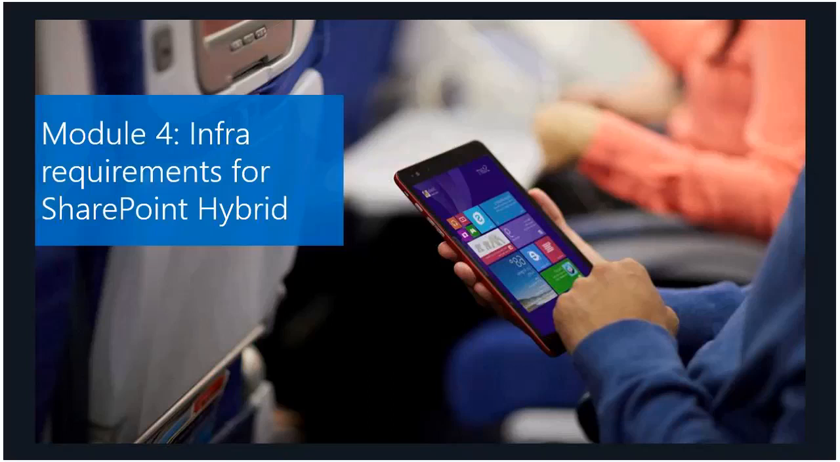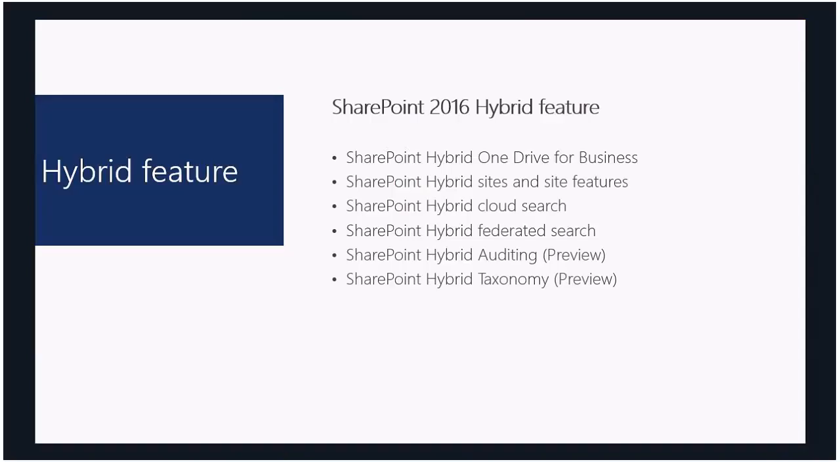Okay, in this module, I will give you some information about how we build the SharePoint hybrid scenario. There is some type of issue: the hybrid auditing and the taxonomy are not in preview. So I'm going to change these slides after this session. Okay, sorry about that. With the hybrid features, we have these functionalities: hybrid OneDrive for Business, hybrid sites, hybrid cloud search, hybrid federated search, hybrid auditing, and hybrid taxonomy.